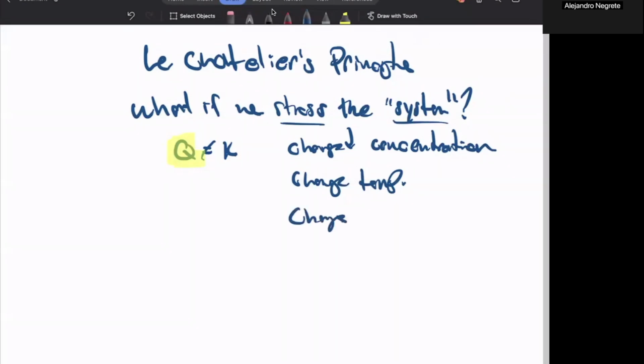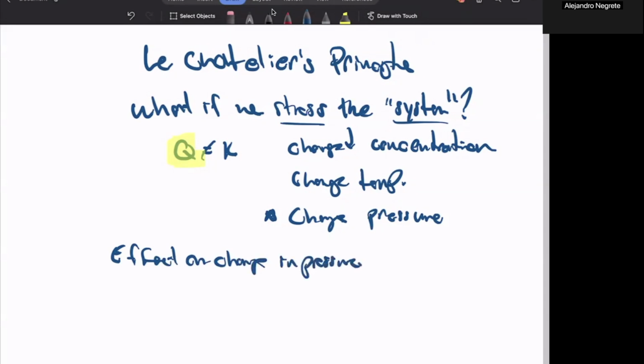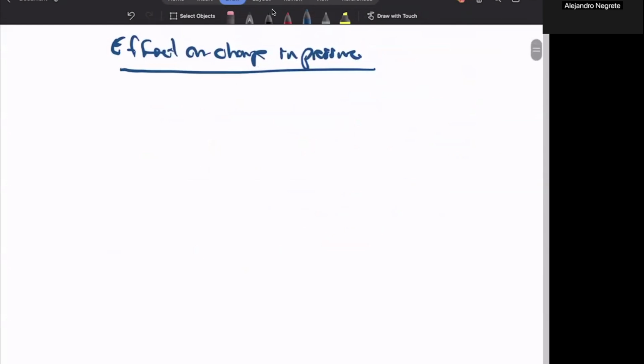Another one we didn't get to work on in the lab, but what about changing pressure? What happens if we stress a system by changing pressure? So let's just initially talk about what the effect is of a change in pressure, and how the system reacts to that.